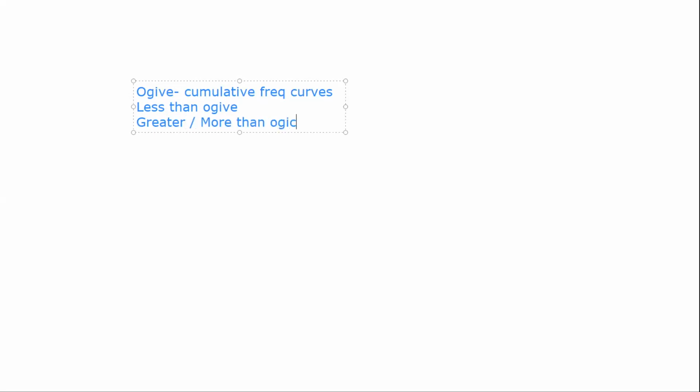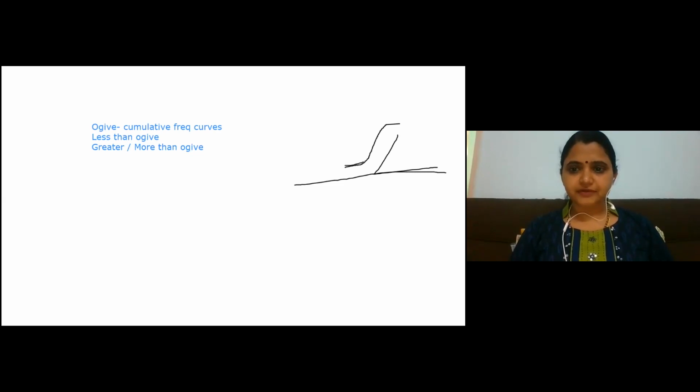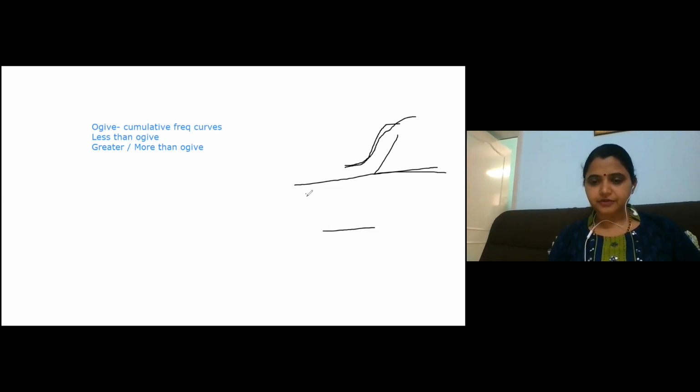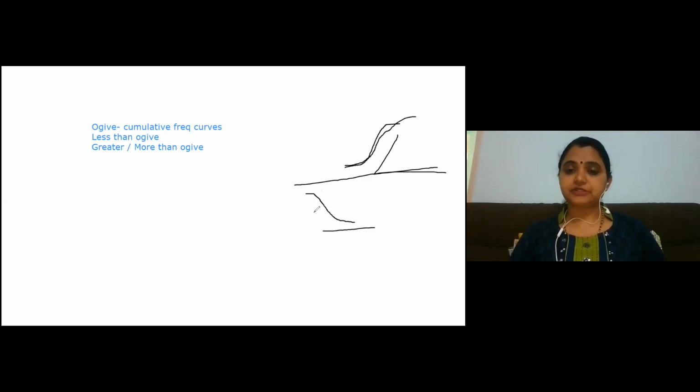Another question or awareness that would be helpful is the shape of the graph. A less than ogive generally takes a kind of less than shape. When you plot it on a graph, the less than ogive opens towards the right. A more than ogive will start from the topmost frequency and fall down to a lesser value. So this is the more than cumulative frequency, and you can see the shape is kind of a more than shape.